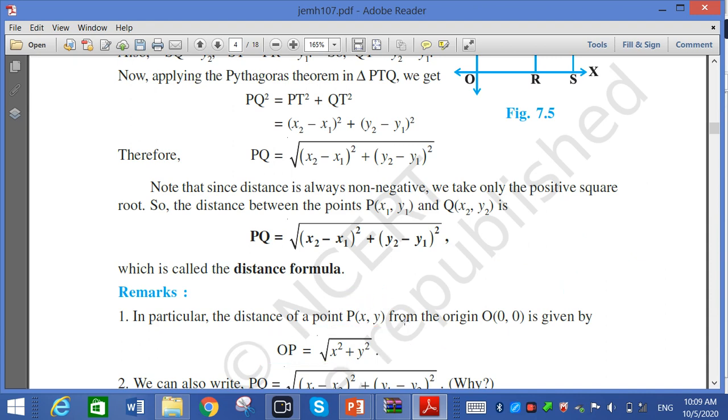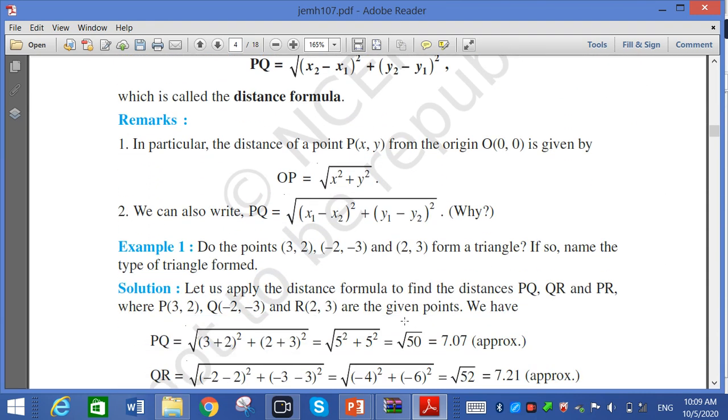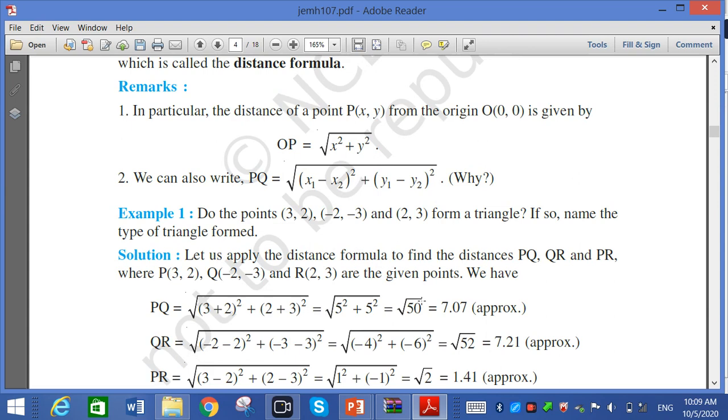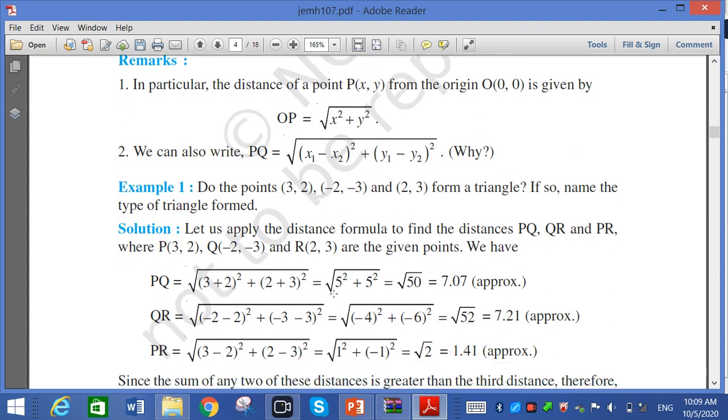Now we have to use the distance formula, as an example. Question: do the points form a triangle? If so, name the triangle. So we have to find the distance using the distance formula. Here we have P, Q and R. First of all, I have to find the PQ distance.